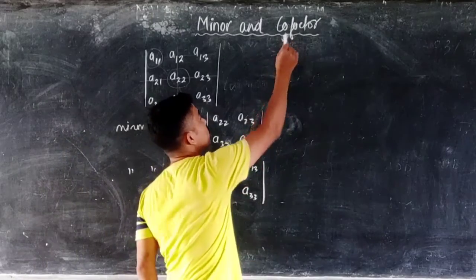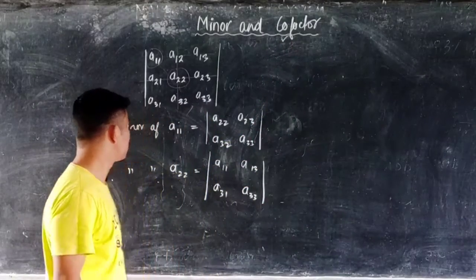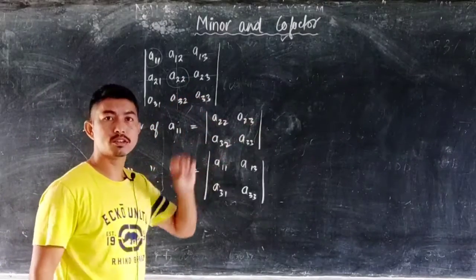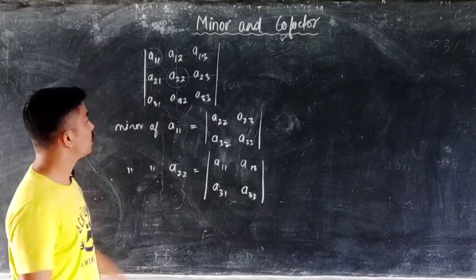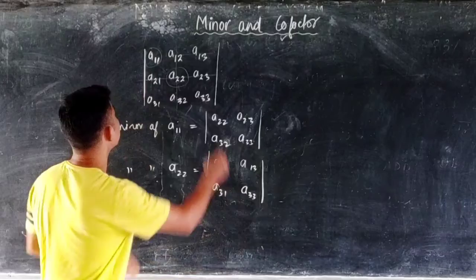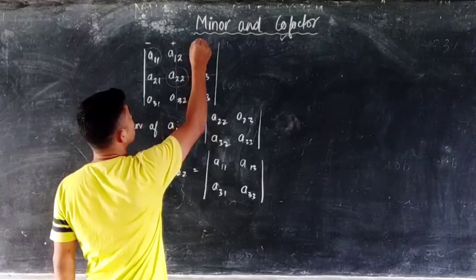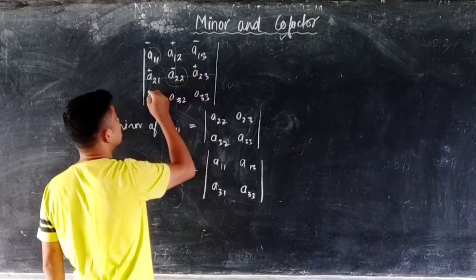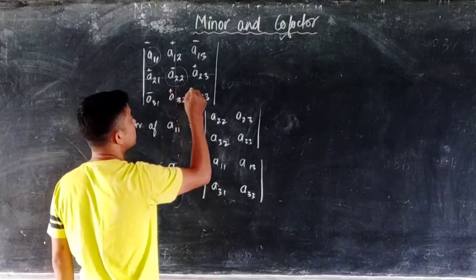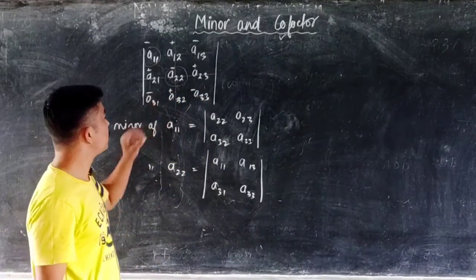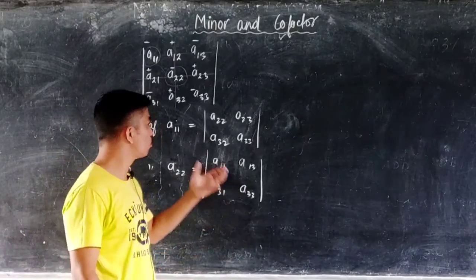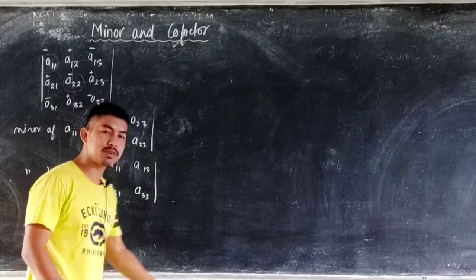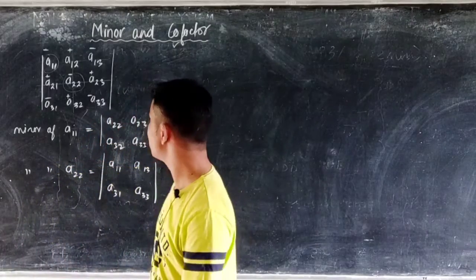Now coming to the cofactor. The cofactor of the given element is the minor of the given element but with a specific sign. We know that in a given determinant the signs go plus, minus, plus in the first row, then minus, plus, minus, and again plus, minus, plus. It won't be so easy to calculate the sign of each element this way, so there is a specific way to find the sign of a given element.